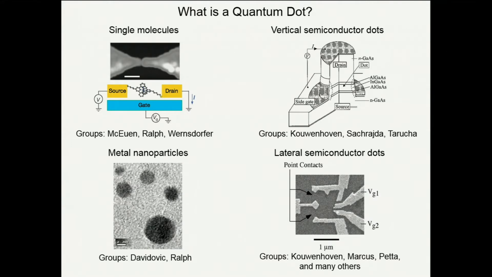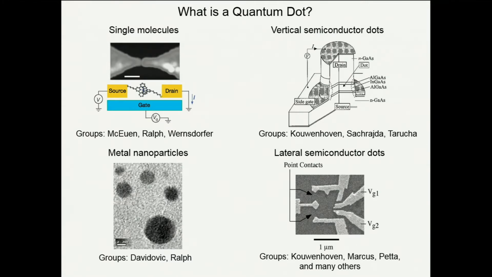So first off, what is a quantum dot? What we want to do experimentally is make a platform in the laboratory that allows us to isolate a single charge or a few charges. And ideally, this would be in a controllable system so that we can control the charge wave function and eventually the spin degree of freedom.